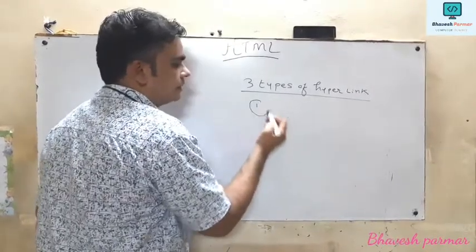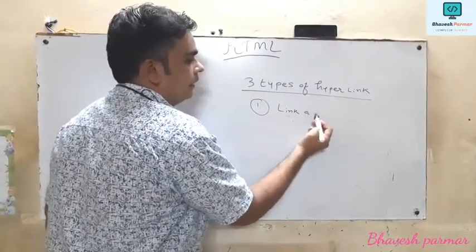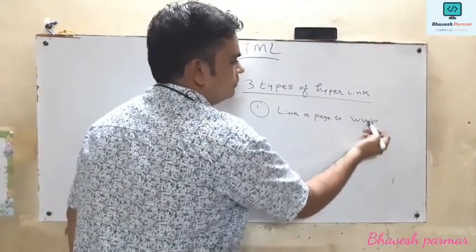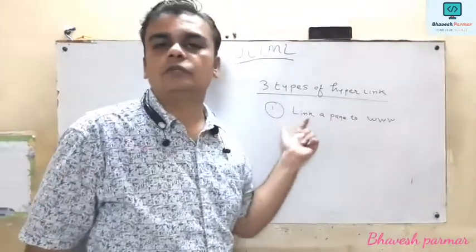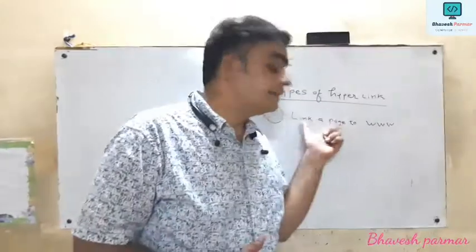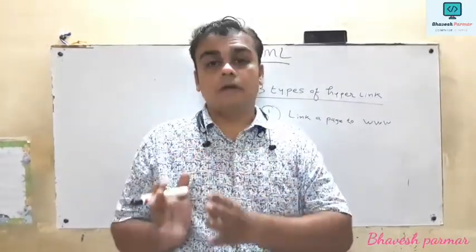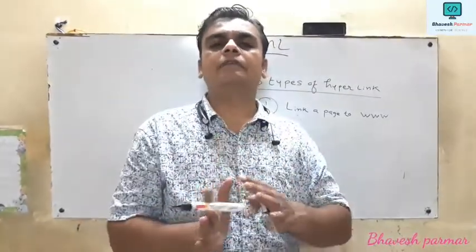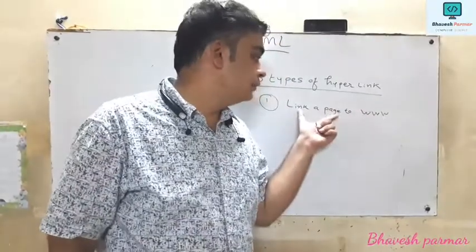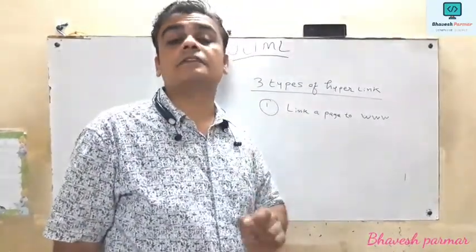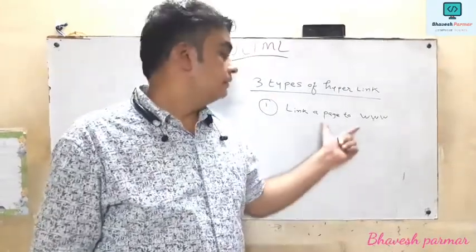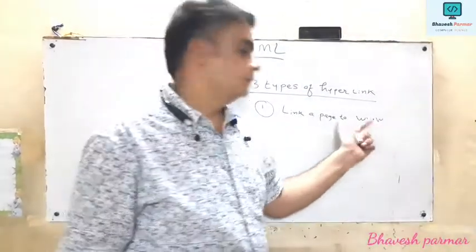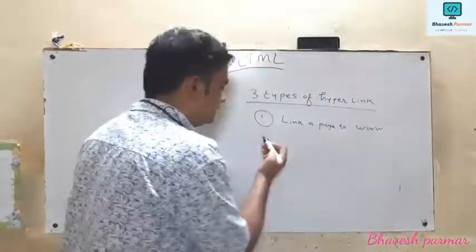So, my first type is link a page to www. Link a page to www means what happened? In this case, we link our web page with the worldwide web. It means we can connect with any website, but note that whenever we use this facility in the program, the internet connection must be on. Why? Because you will get the exact result with this www. How to do this, we will see later on in the same video.